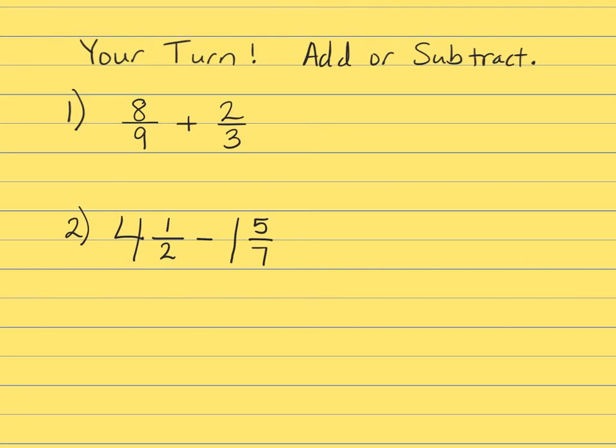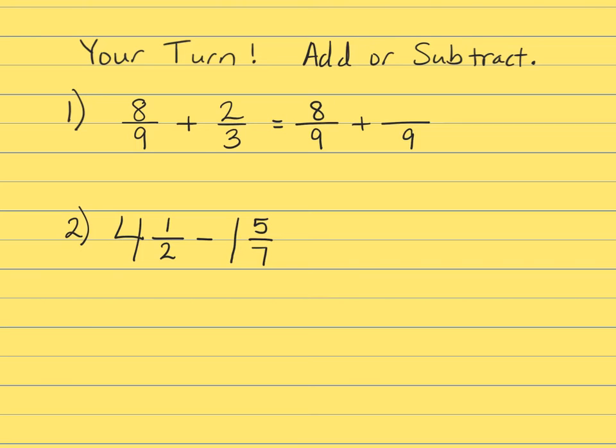Okay, so for our first problem, we're adding, but we have different denominators. So I want to rewrite this with the same denominators. Notice that you have 9 and 3, and 9 is a multiple of 3, so we can use 9. Our first fraction is 8/9, so we can just leave it as is. It's equivalent because it's got the same denominator. It's actually the same fraction.